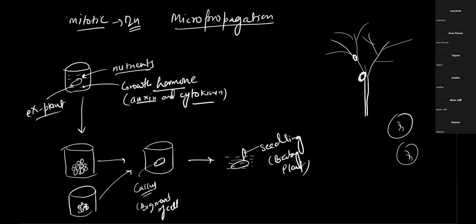Okay, and from 2 to 3, it forms a big mass of cells, which we call callus. When this callus is buried under the soil, it can give rise to new plants. You understood? So this is called micropropagation, and it is also called tissue culture.